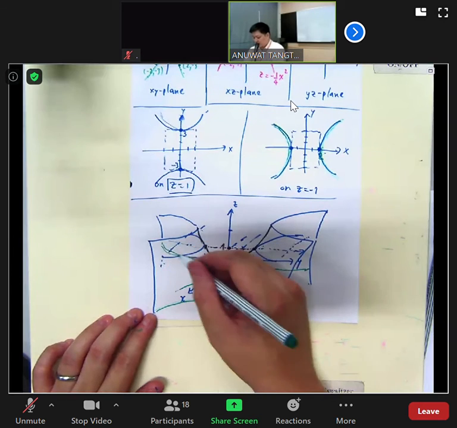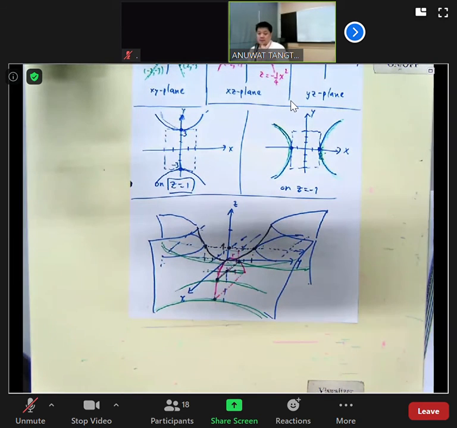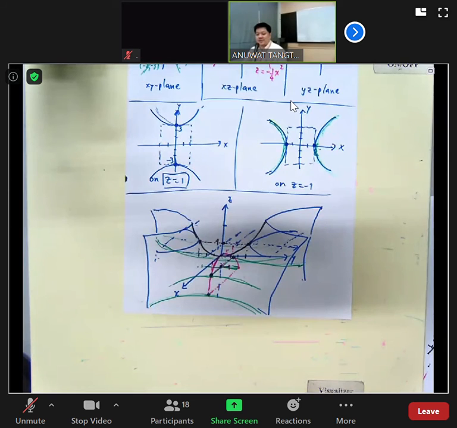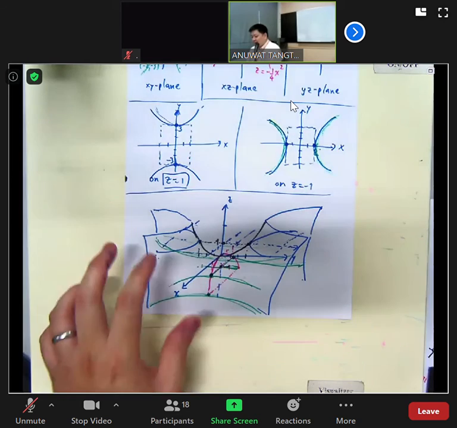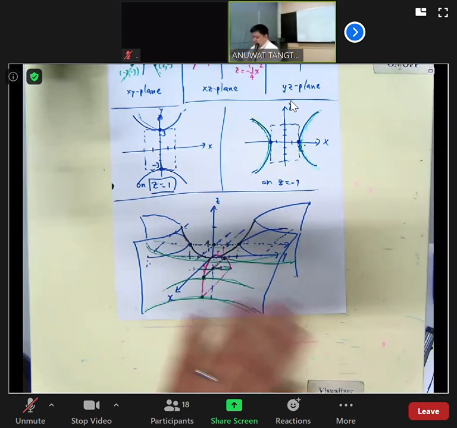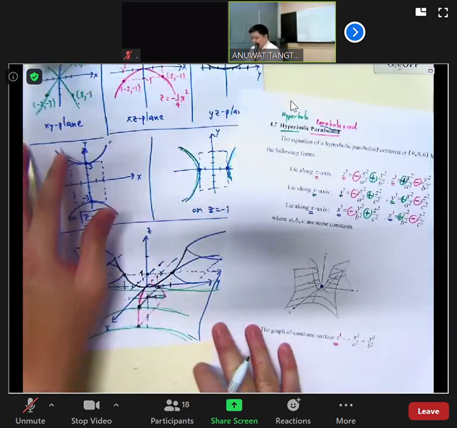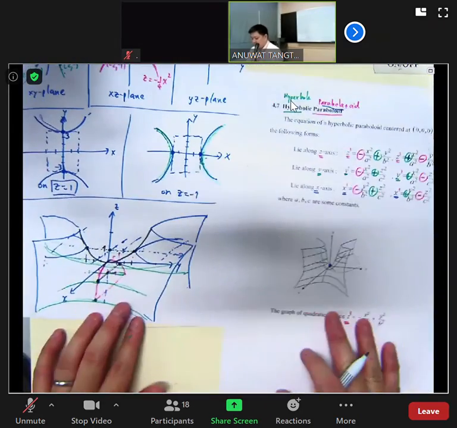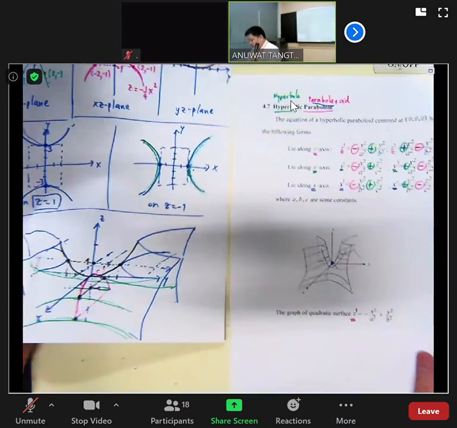So the hyperbola here should be like that. It is difficult to draw, as I have told you before. This is the best surface I can draw. For better understanding, let's look at the pictures on this. Okay, I can explain a little bit better. You can compare with this one.